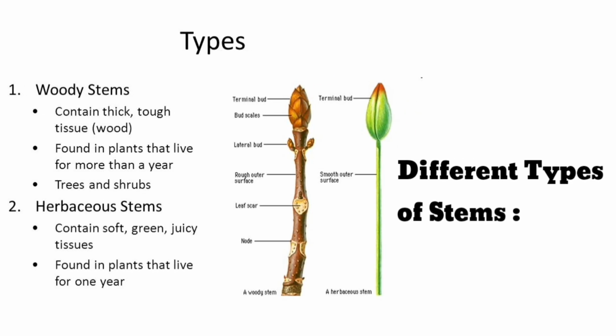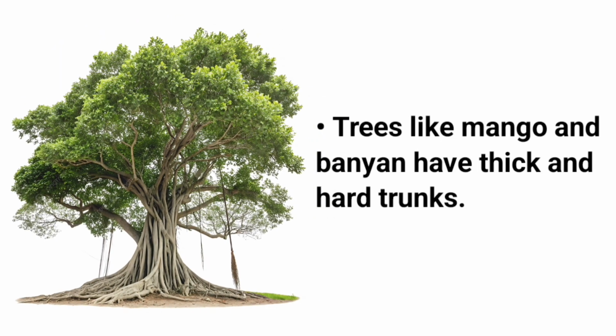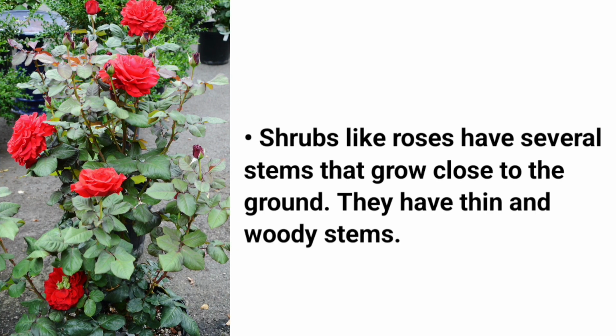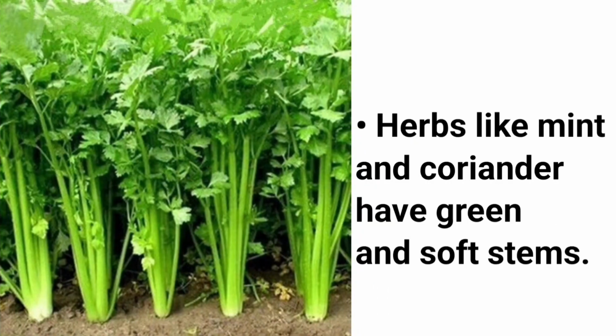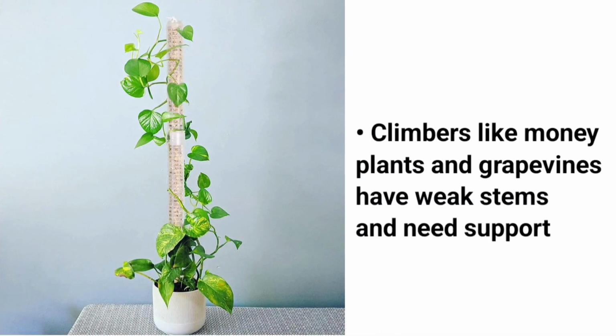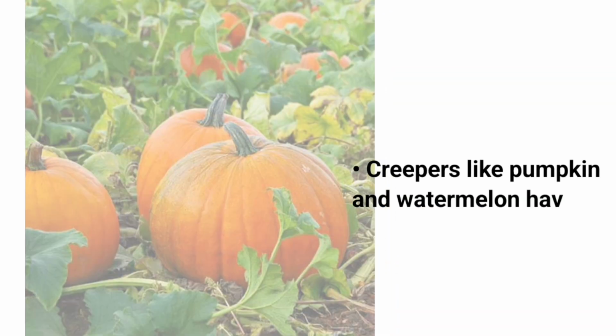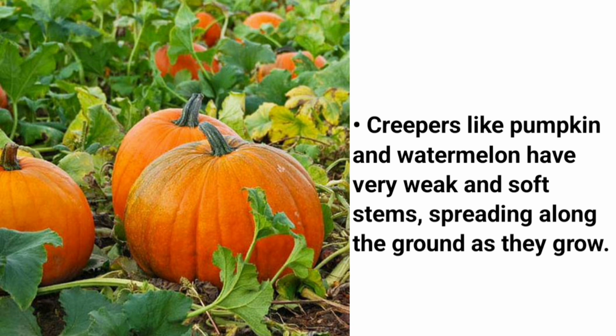Different types of stems. Trees like mango and banyan have thick and hard trunks. Shrubs like roses have several stems that grow close to the ground. They have thin and woody stems. Herbs like mint and coriander have green and soft stems. Climbers like money plant and grapevine have weak stems and need support to grow tall. Creepers like pumpkin and watermelon have very weak and soft stems spreading along the ground as they grow.